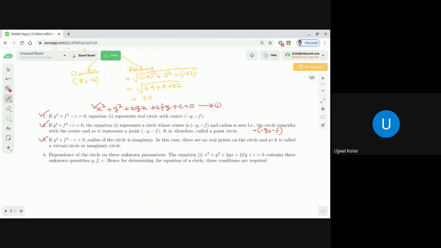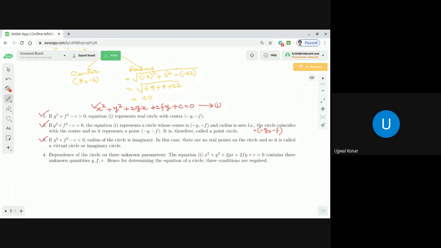But what are g, f and c? These are real numbers. So if you vary g, f and c, you will get different circles. So to find the circle uniquely, you need to have the values of g, f and c unique. That means the circle is dependent on three unknown parameters: g, f and c. So to determine the circle uniquely, we need to have three conditions given.